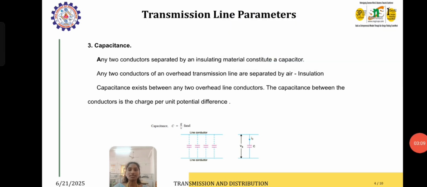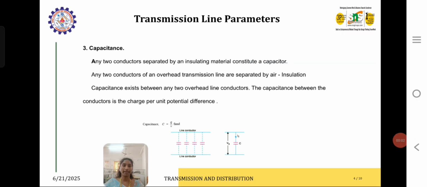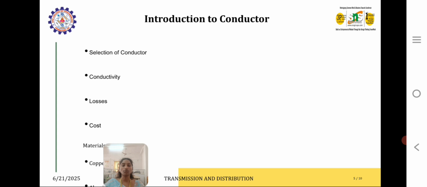The capacitance exists between any two overhead line conductors. The capacitance between the conductors is the charge per unit potential difference. The unit for capacitance is farad. Next, coming to the introduction to the conductors.